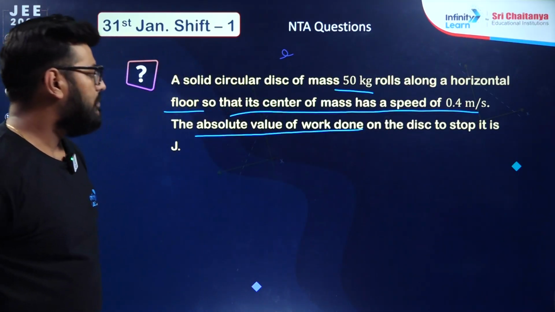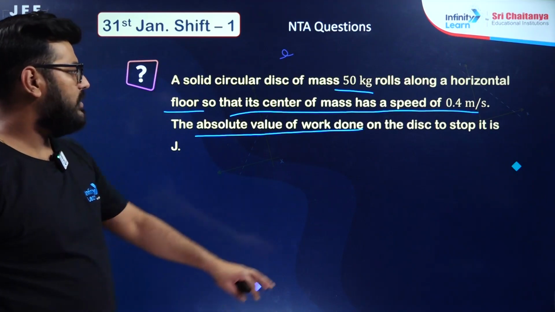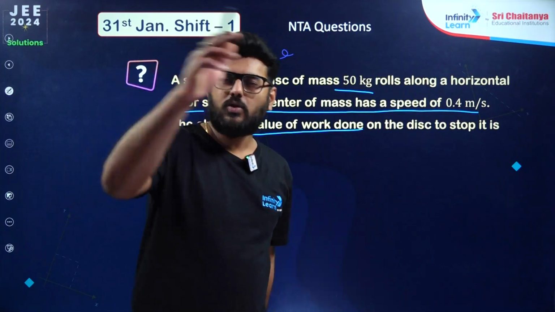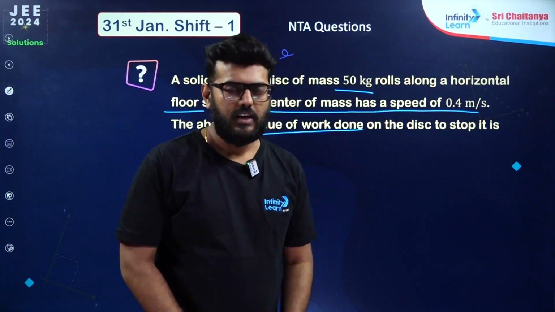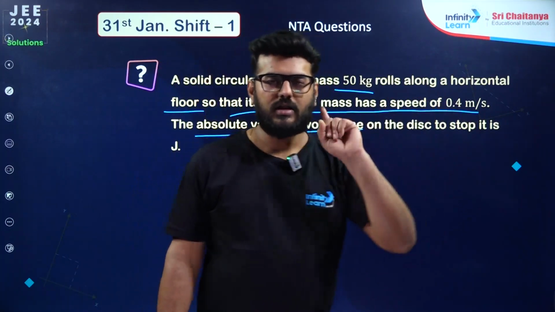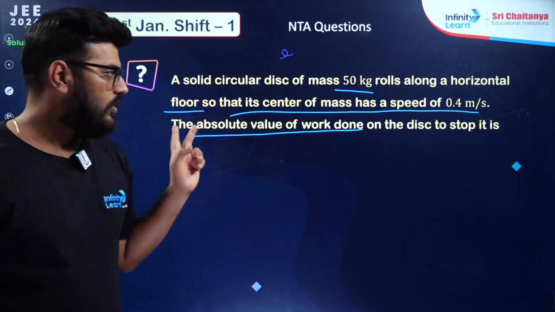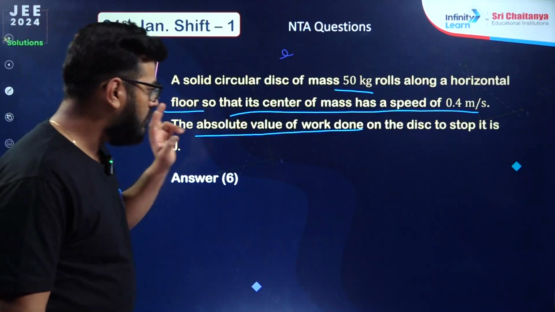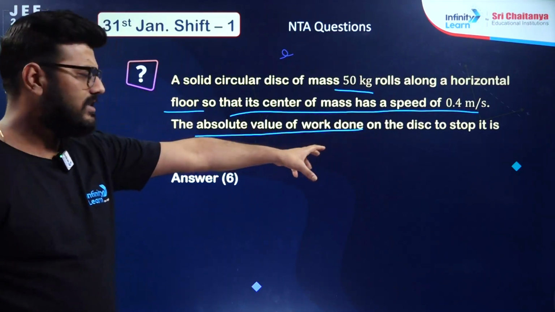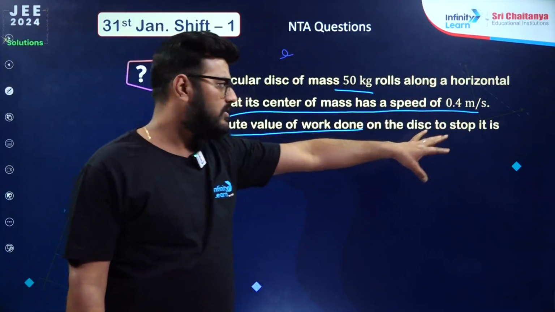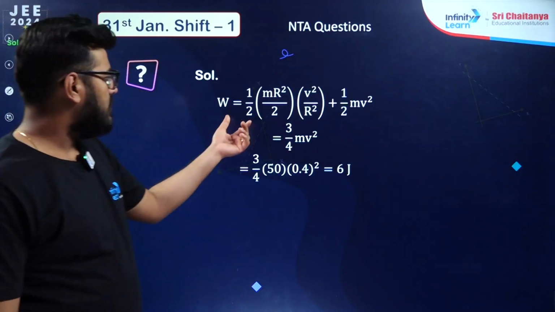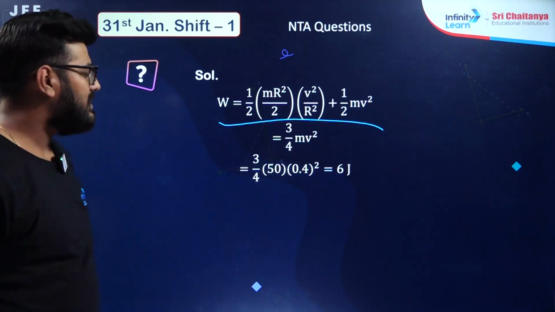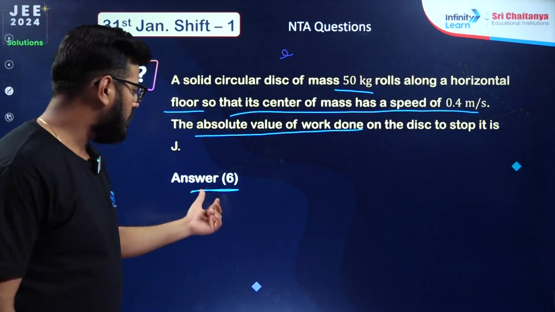So if you want to stop it, then obviously when the object's center of mass is having 0.4 meter per second, it is also going to have an angular velocity. So it has two heads of energy, one translational kinetic energy, another rotational, and the total work is to make both of those energies equal to 0. So the work done to make it completely come to rest is going to be the net sum of the translational plus rotational kinetic energy, which has been expressed over here. That is going to be 6 joule. So the correct answer is 6 joule over here.